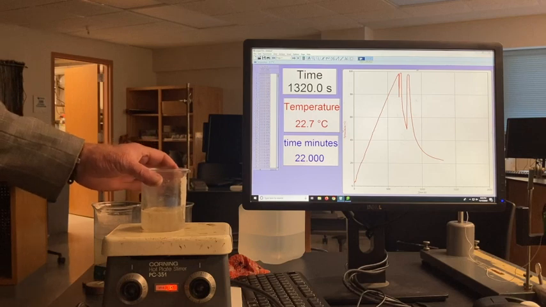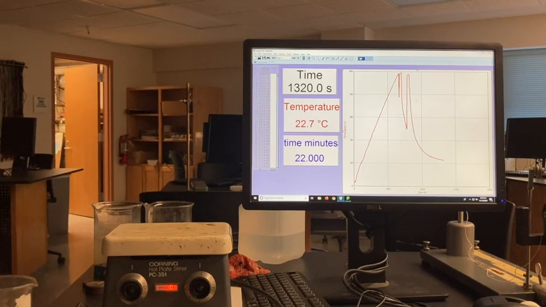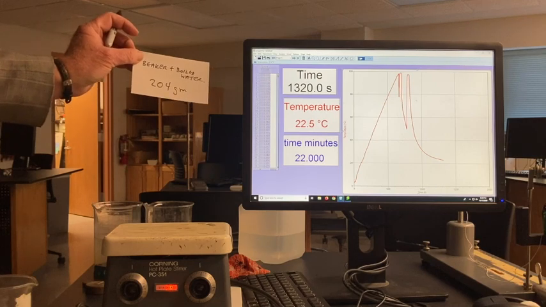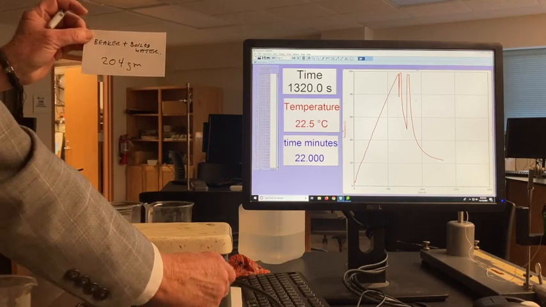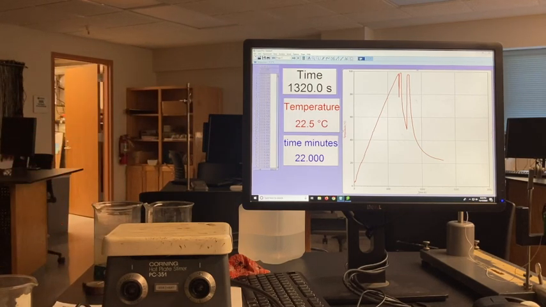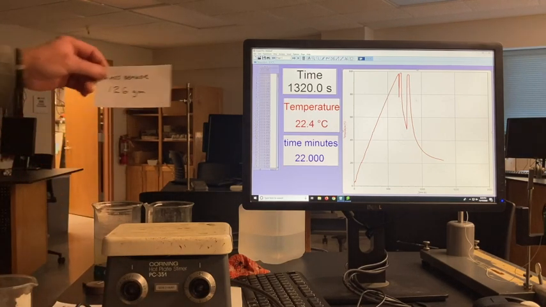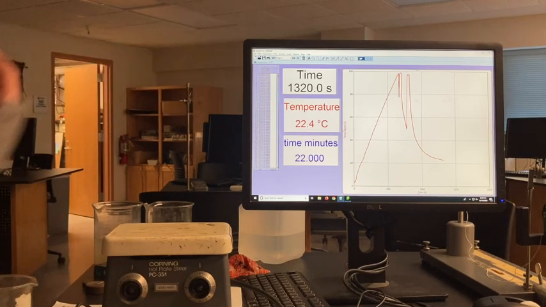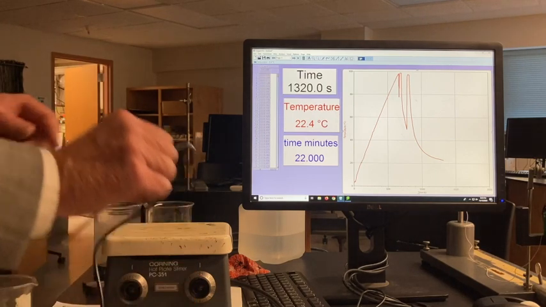Okay, we're now going to put it on the scale. And we see that the beaker plus the hot water weighs 204 grams. Now remember, the original mass of the beaker is 126 grams. Take the temperature of it.